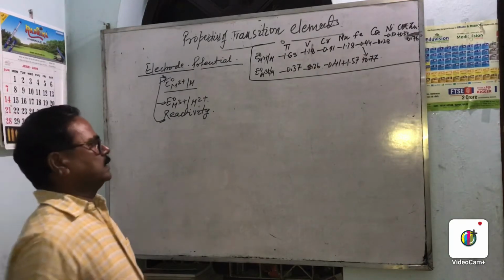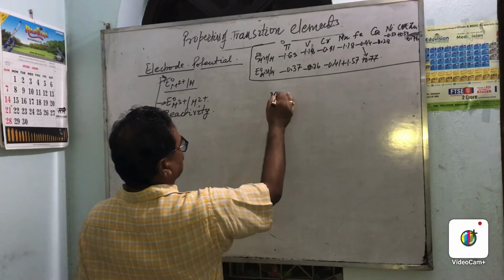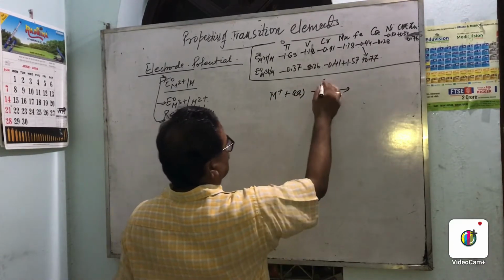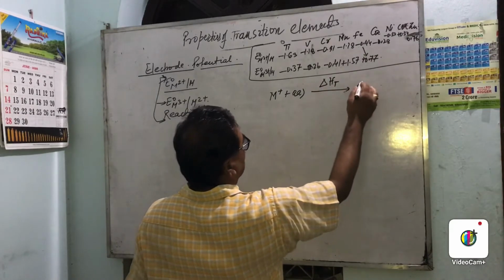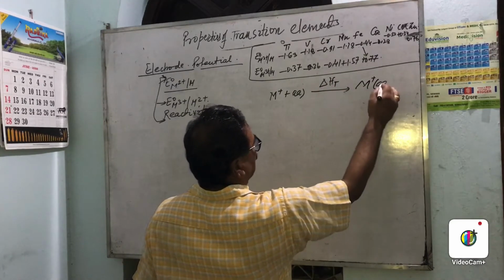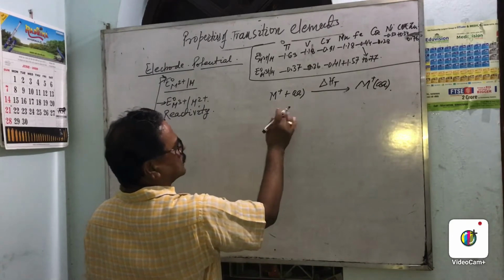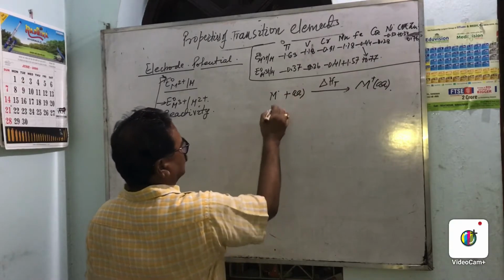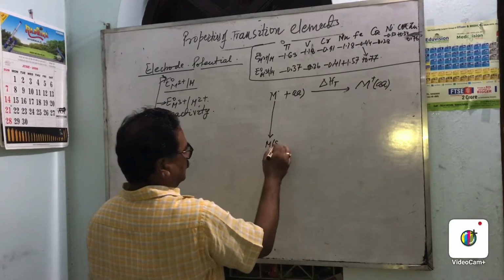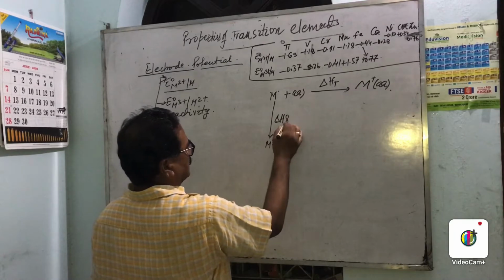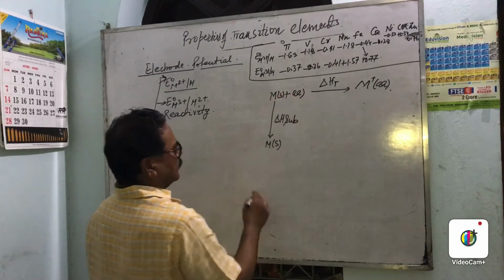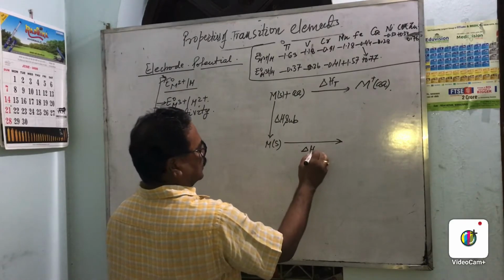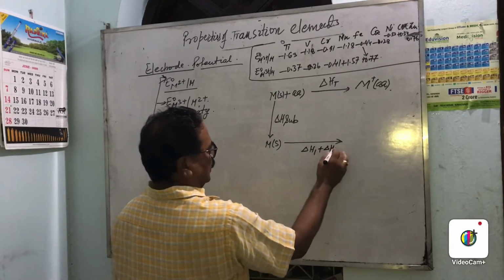This is the concept. We consider M plus aqueous, and this is called the total enthalpy change. This goes from M solid to M plus aqueous. Here M solid, this is delta H sublimation, and this comes to be delta H1 plus delta H2.